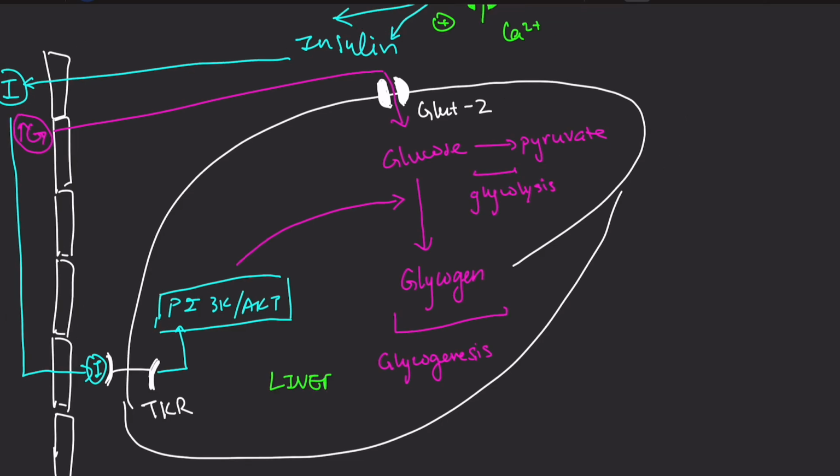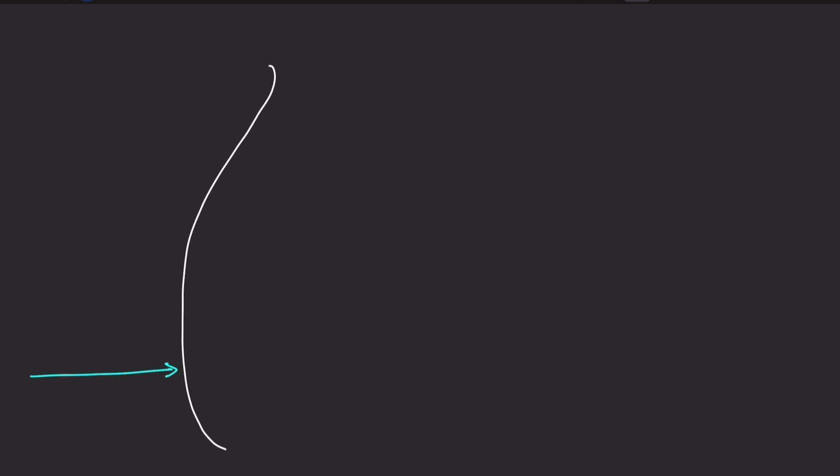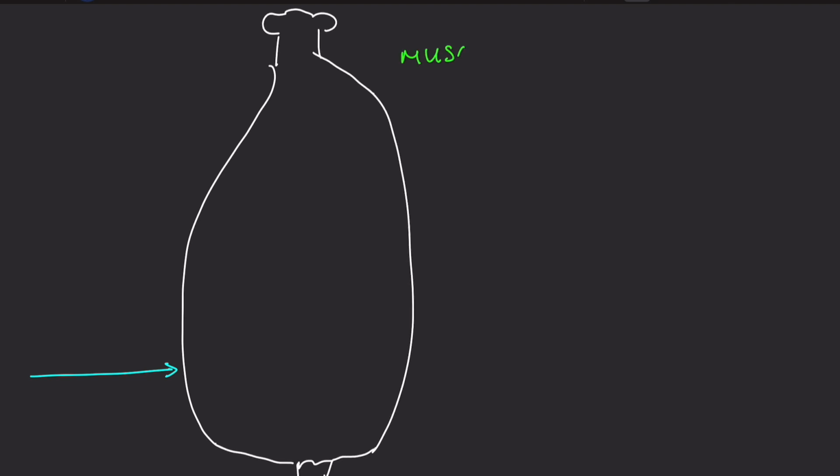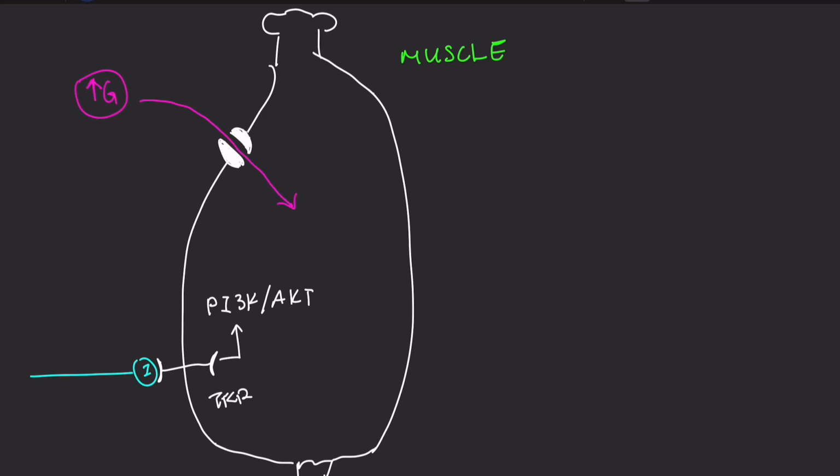Insulin is released from the pancreas and travels through the bloodstream to more target tissues, including muscle cells. Insulin binds to the TKR, the transmembrane signaling receptor, activating the same PI3K-AKT pathway inside the cell. This signaling promotes the translocation of GLUT4 transporters from intracellular vesicles to the plasma membrane, allowing glucose to enter the muscle cell. Unlike GLUT2 transporters in the liver, which are insulin independent and always present in the membrane, GLUT4 is insulin dependent, meaning it only moves to the surface when insulin is present.